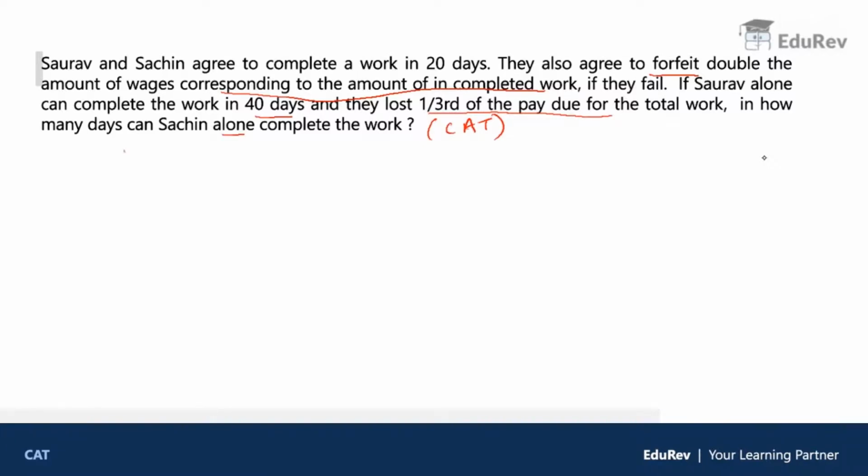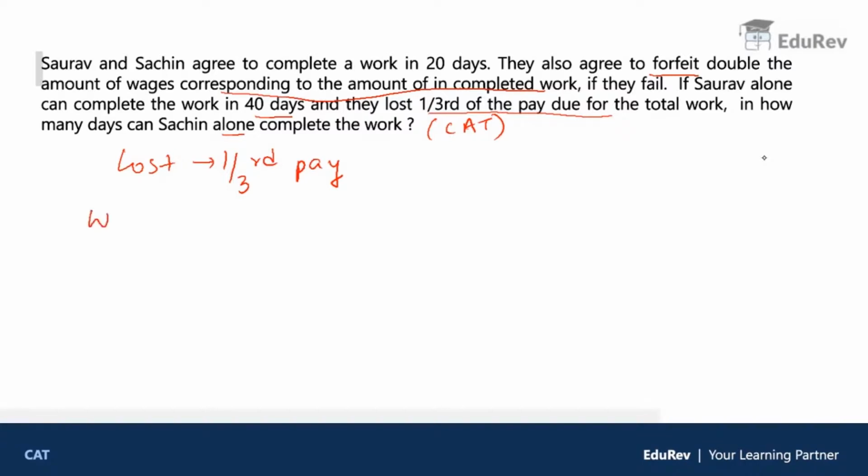See, they lost 1/3 of the pay. ठीक है, they lost 1/3 of the pay. We know one thing, they lose double the money. ठीक है, whatever work is remaining उसका डबल पैसा they lose. So they have lost 1/3 of the pay.